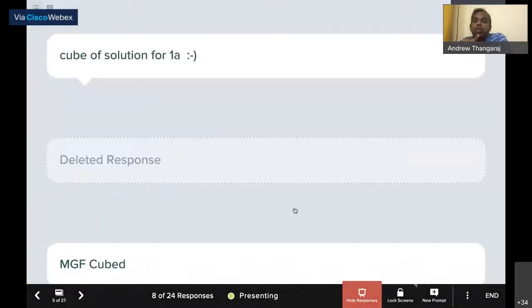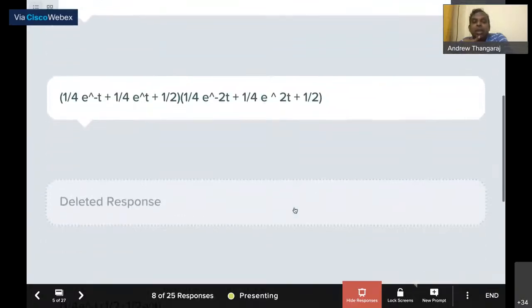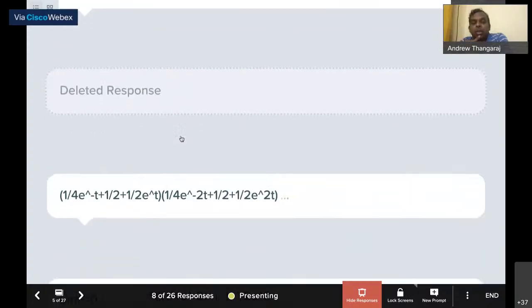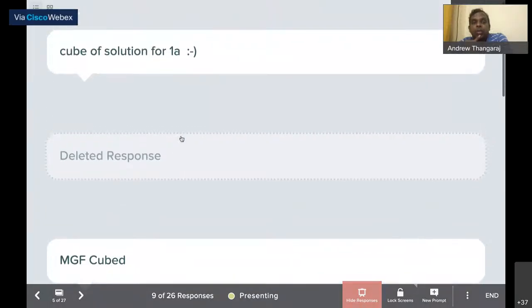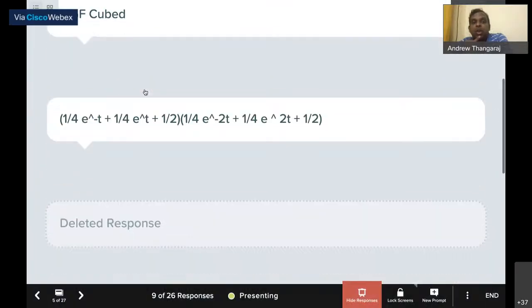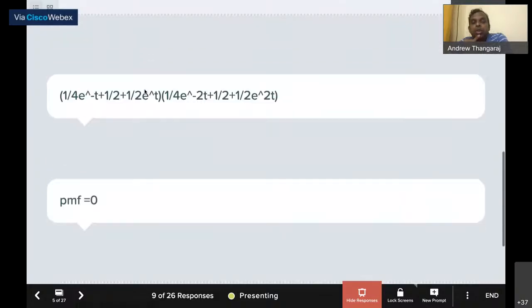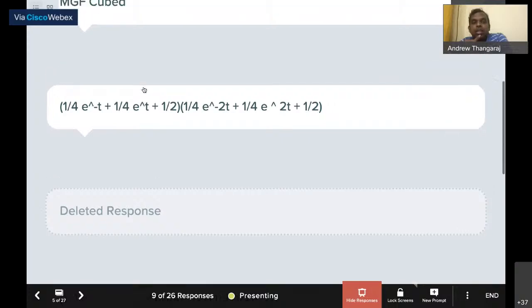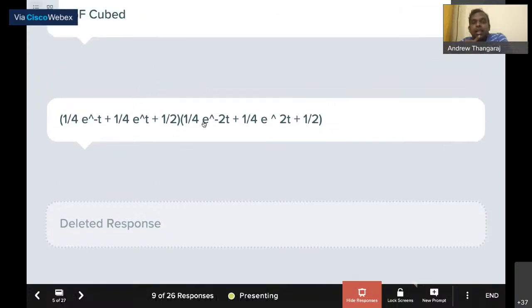And let me see. Cube of solution 1a. See, that's the mistake. I think quite a few of you are saying MGF cubed. That's not correct. This is the correct answer. So you see the answer here. You have to carefully take the 2 times X2; you can't just square it. I think if you wrote MGF cubed of the solution for 1a, that's not correct. Yeah, so this is the correct answer.